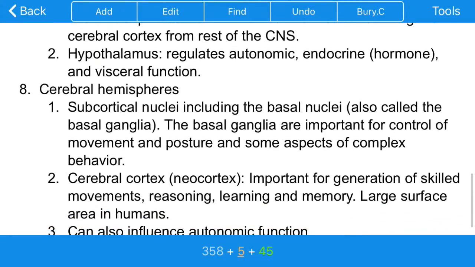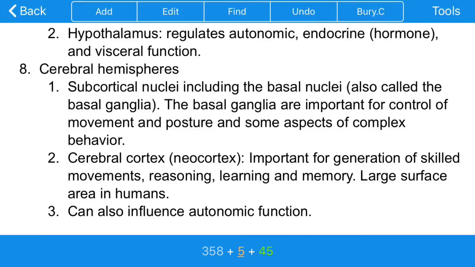In the cerebrum, cerebral hemispheres, you have the subcortical nuclei, including basal ganglia, cortex, generation of skilled movements, reasoning, learning, memory, that little thin layer, a little rind that kind of goes across the whole thing. That's your smart part. It can also influence autonomic function. Ironically, it's like, anyway.